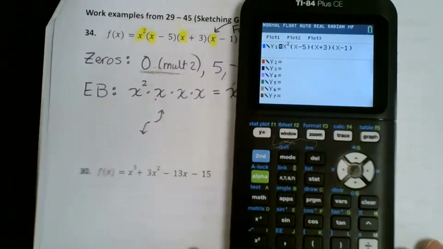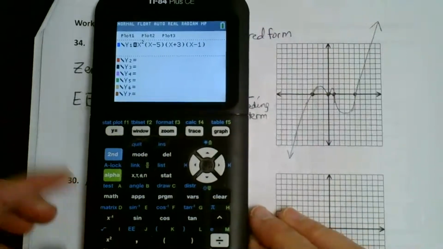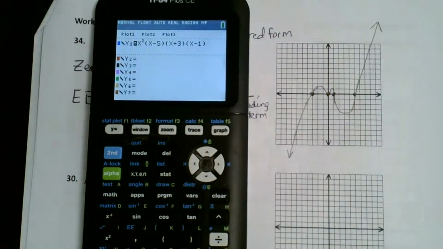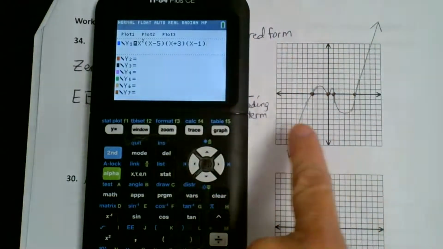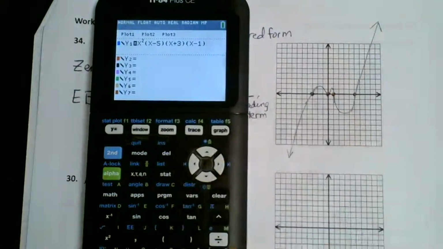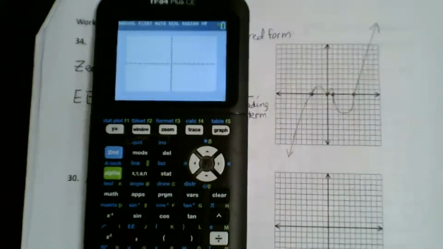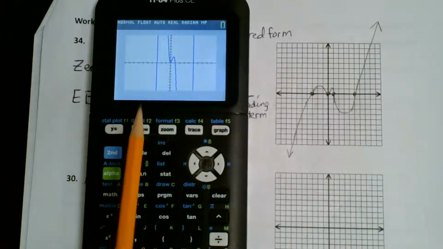Okay, now check out our version versus the calculator's version. Are you ready? By the way, the calculator is set to the standard zoom, so it goes out 10 in each direction. Here's their graph. So what matches ours?